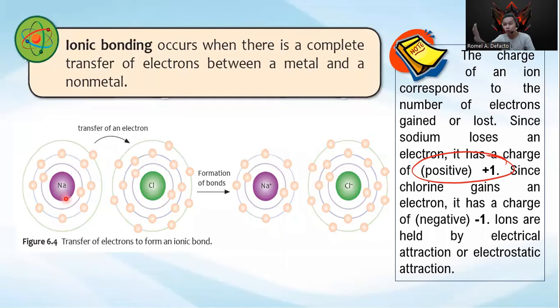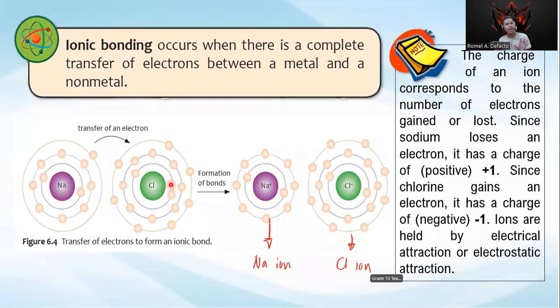So, in this case, positive 1, meaning the sodium loses 1 electron, sobra siya ng isang proton, so positive 1. Now, the chlorine received 1 electron, so it has an extra electron compared to neutral chlorine. That's why you can see there a negative 1 charge. So, that's what we mean by the ion. This is what we mean by sodium ion, and we have here the chlorine ion.